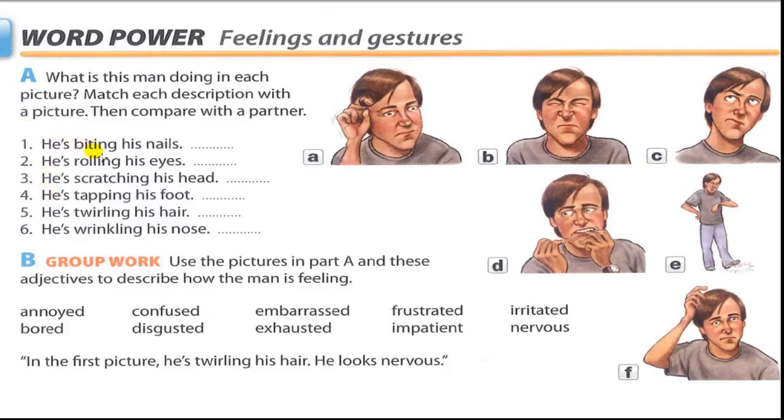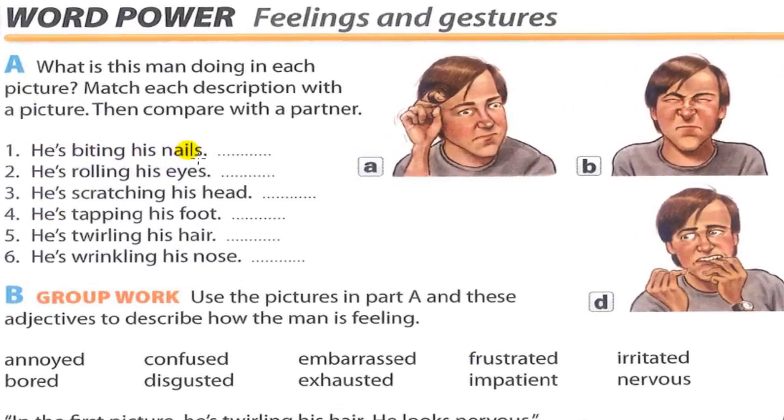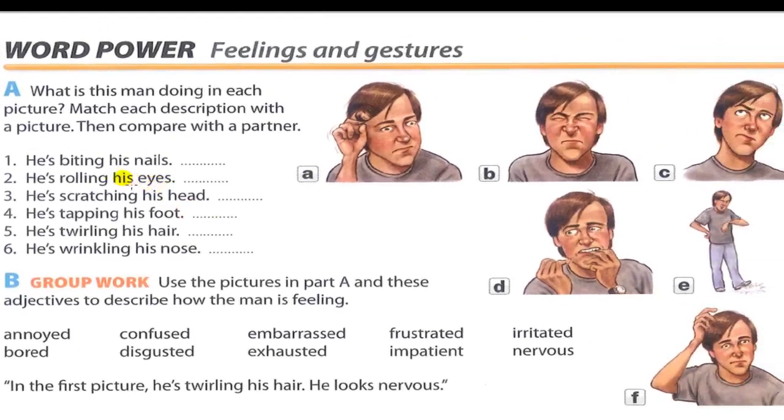One. He's biting his nails. This is picture number D. These are nails. Bite: to cut the nails with his teeth. He's rolling his eyes. Roll: to go in a circle, to move in a circle.